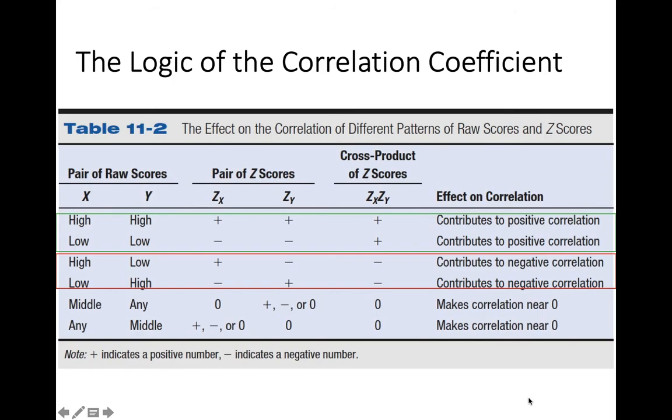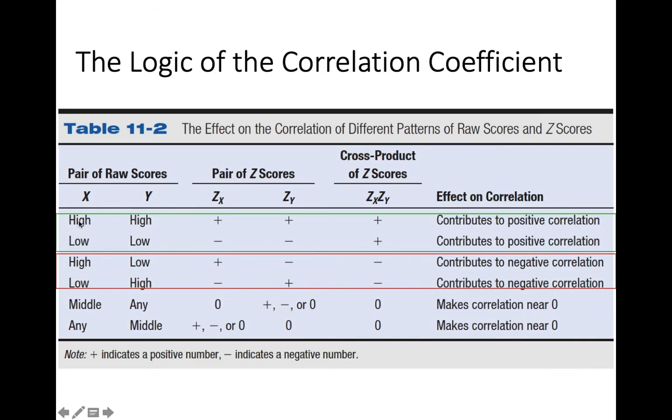All right, so the logic of the correlation is captured very nicely in this table from the book. What we can see is that when we've got a pair of raw scores, so we haven't transformed them to z-scores yet, we can just say that we've got scores that are high in x and high in y, low on x, also low on y. We know when we have highs going with highs and lows going with lows, we have a positive correlation. By high, we just mean above the mean. By low, we mean below the mean.